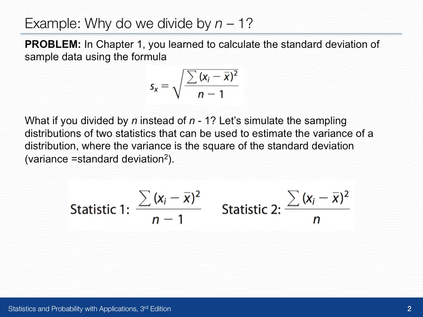Well, what if we divided by n instead of n minus 1? Let's simulate the sampling distributions of two statistics that can be used to estimate the variance of a distribution. Recall the variance is the square of the standard deviation, so we just remove the square root symbol on the standard deviation when we square it. So let's consider statistic 1, where we calculate the variance by dividing by n minus 1, and then statistic 2, where we estimate the variance by dividing just by n.